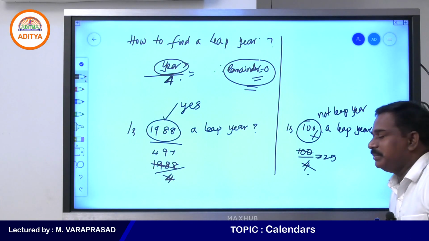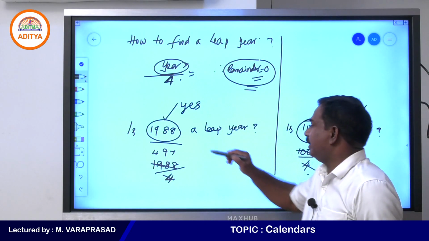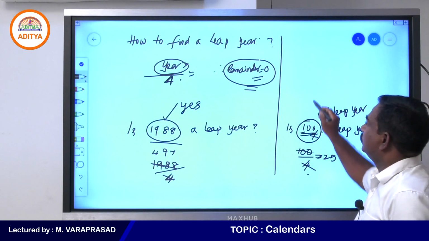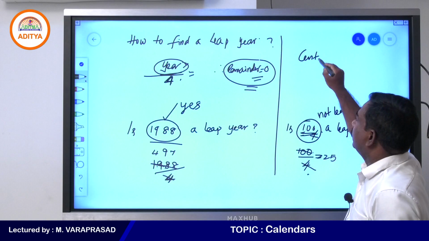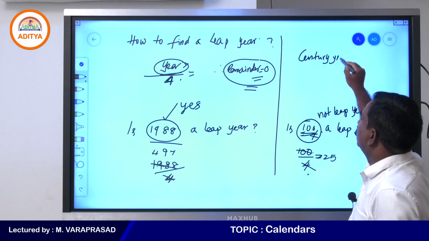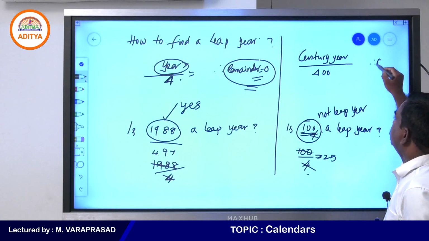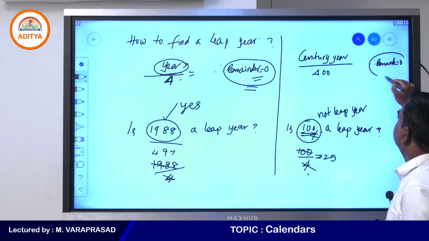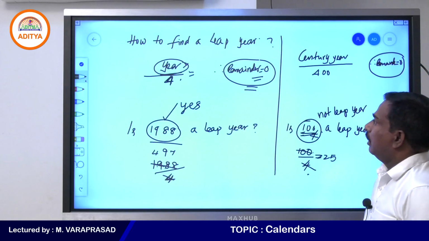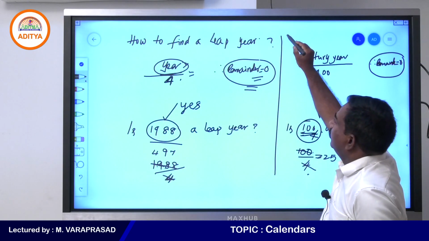So what is the difference here? This is a general year, this is a century year. For a century year, if you want to know whether it is a leap year or not, it should be divisible by 400. If you get the remainder 0, then it is a leap year. How to find a leap century?